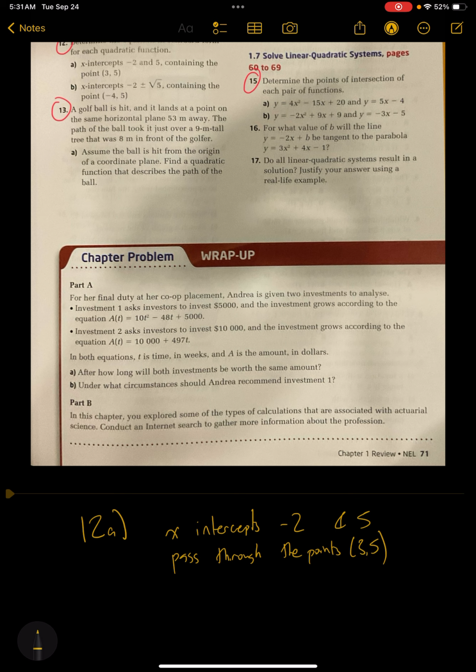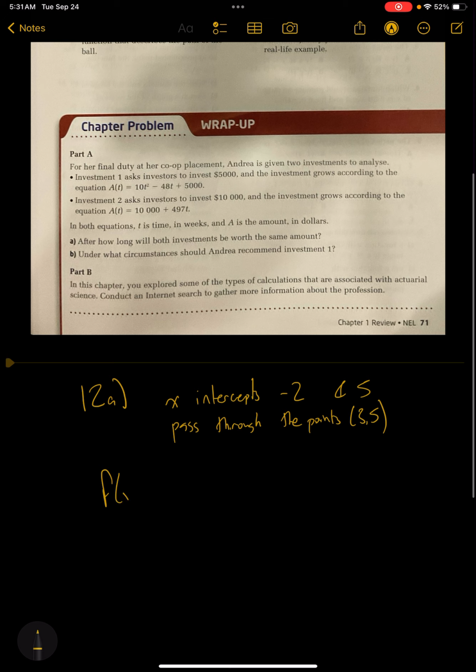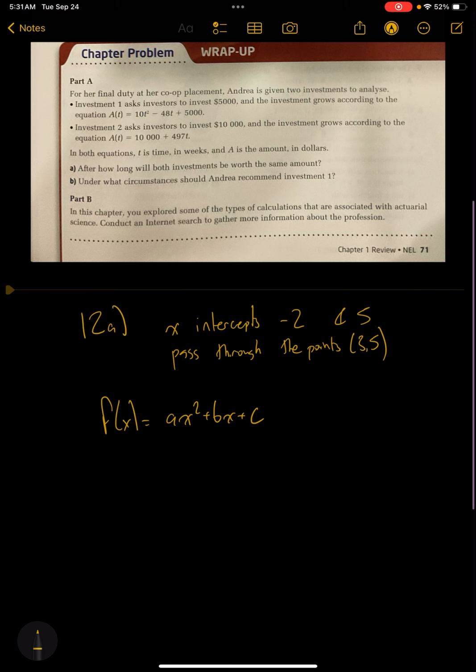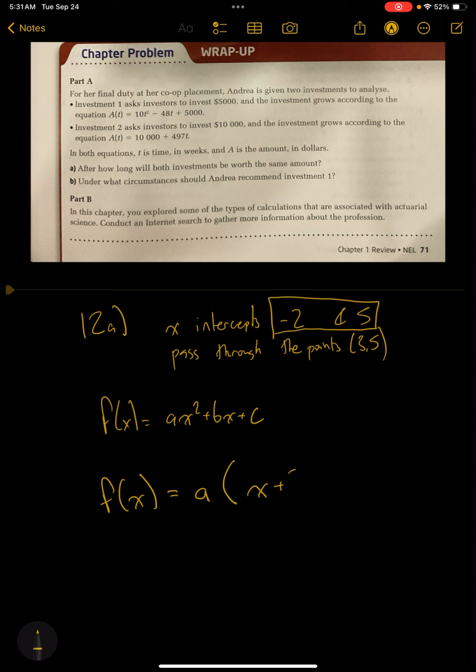3, 5, and we have to write it in standard form, which is f(x) = ax² + bx + c. That's a standard form. So essentially, first, with the information we have, it's pretty easy to write it in factored form, which is something like this: a(x + 2)(x - 5). Okay, so how do we do that? Well, that's our first step.